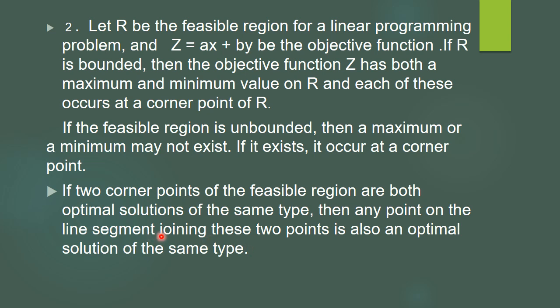Now, this means that whenever we get two points having the same value, if it is a maximum at these two points, then it is a maximum, and if we want a minimum, then it is a minimum at these two points. Then the line segment joining these two points, all the points that lie on this line segment, are optimal solutions of the same type.